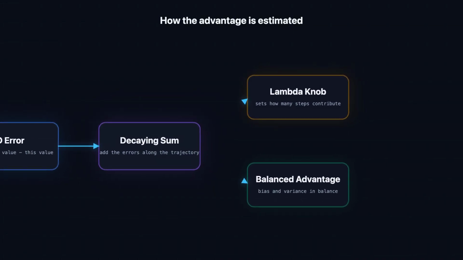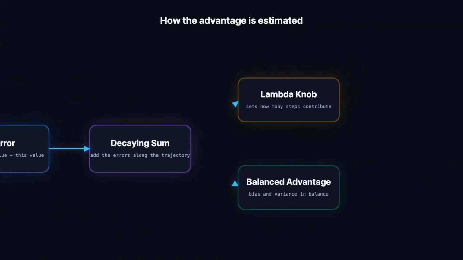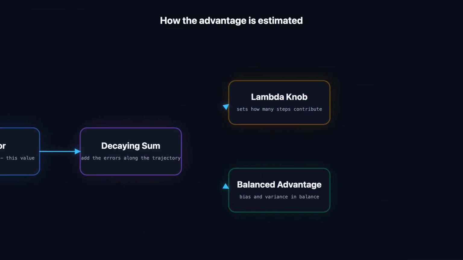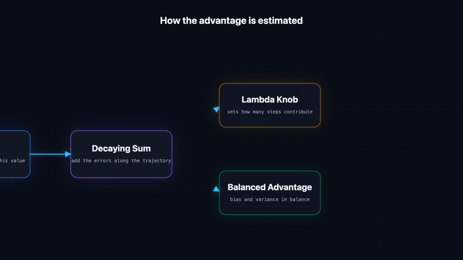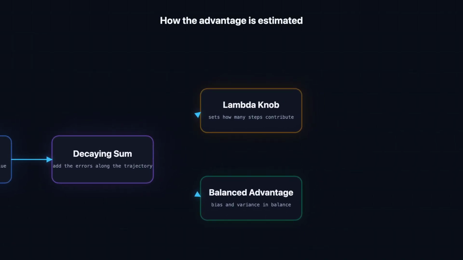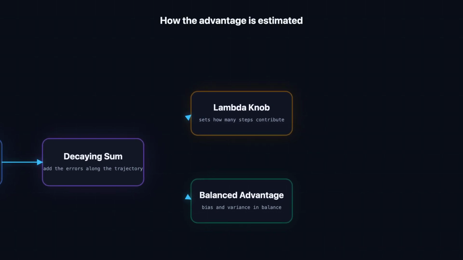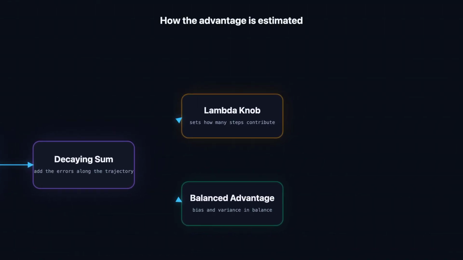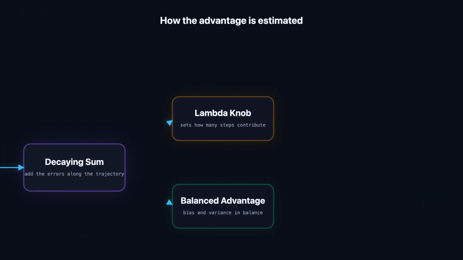Now walk forward along the whole trajectory. GAE takes all of those temporal difference errors, from this step onward, and adds them up in a weighted sum. But the weights decay, so each step further into the future counts a little less than the one before it, which means nearby surprises matter most and distant ones gradually fade away.